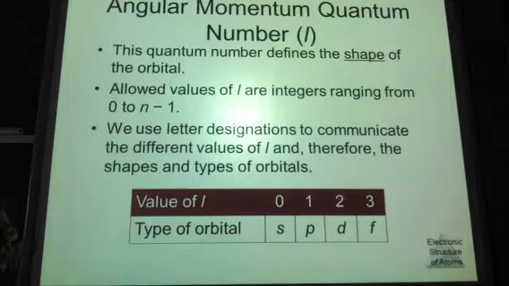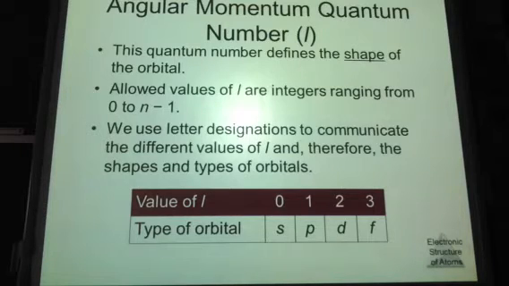S is spherical in shape. P is a dumbbell in shape. D would be cloverleaf for the most part, except there's one that kind of looks like 2 pacifiers that are linked together by a ring. I don't really know. So there's one that's kind of wishy-washy, but in general sense, it's cloverleaf. And F is undefined because some of them we just don't really know, and we think that they may be different than what we previously thought.